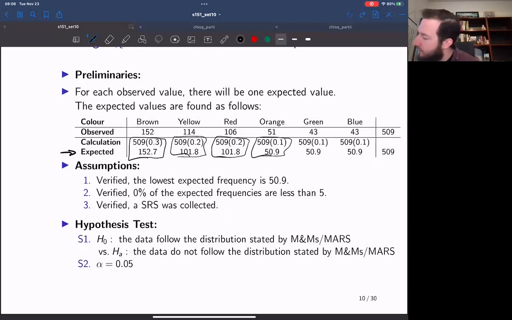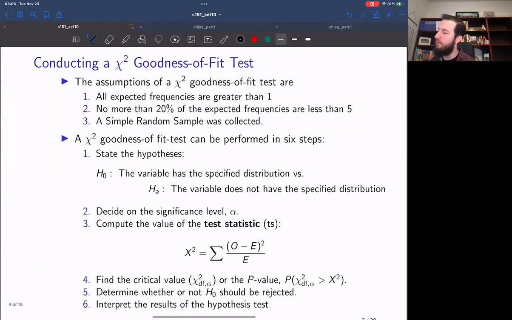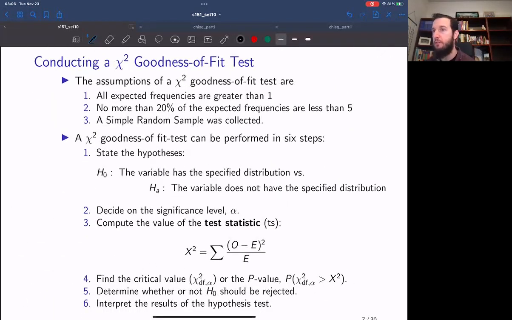Now you'll notice that the expected values sum to the sample size as well. So this is a way that you can check to make sure you've done the calculation correctly, because when you multiply the sample size by each of the probabilities, since the probabilities have to sum to 100, the expected counts will sum to the sample size. So that's a bit of a built-in check to make sure you're doing the calculation correctly. Okay, the three assumptions of the test. So our first assumption is that all expected frequencies are greater than one.